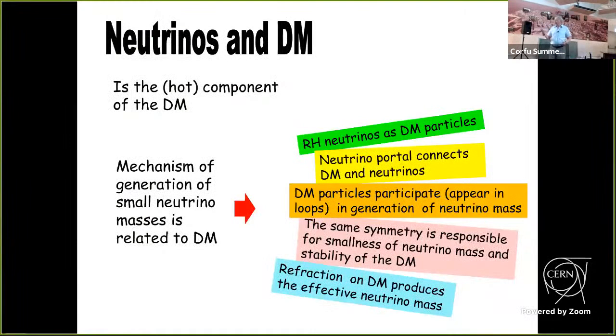Neutrino and other anomalies. There's big activity in studies of neutrinos and dark matter. And there are different ways neutrinos can be connected to dark matter. Right-handed neutrinos themselves can be the dark matter particles. Or dark matter particles can participate in the generation of neutrino mass. The same symmetry can be responsible for the smallness of neutrino mass and the stability of the dark matter. And what I will discuss a little bit is that refraction on the dark matter can produce an effective mass of neutrino.